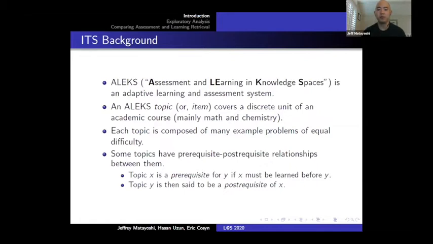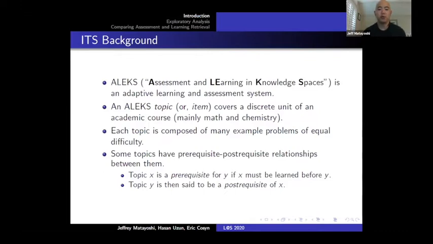And for our purposes, we're mainly going to be looking at math and chemistry. And we're going to look at basically retention and retrieval practice with respect to these individual topics. And each topic is composed of many example problems of equal difficulty. So a lot has gone into these examples to make sure they're similar, but not exactly the same. So when we're talking about retrieval and we're going to look at how the information is retained later on, they won't be exactly the same problem. So that's important. It's not simply memorization we're going to be looking at. Something a little bit beyond, more actual understanding of the problem.